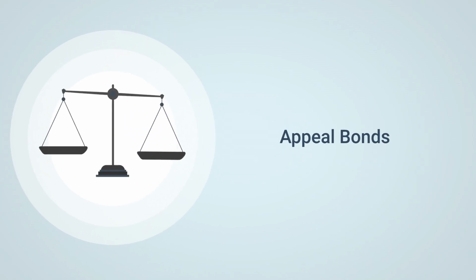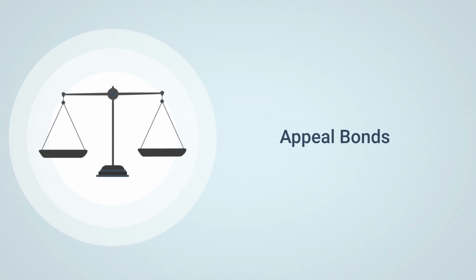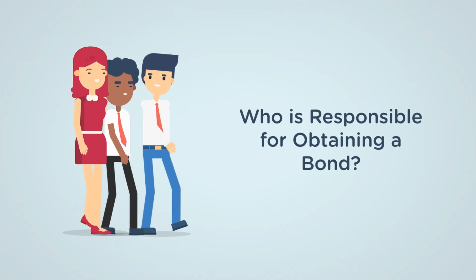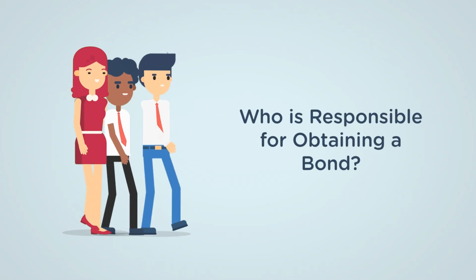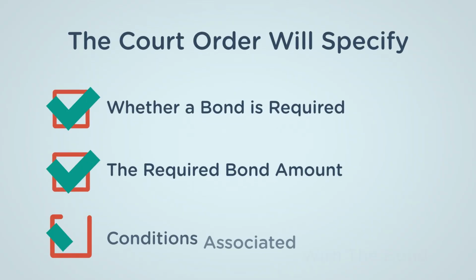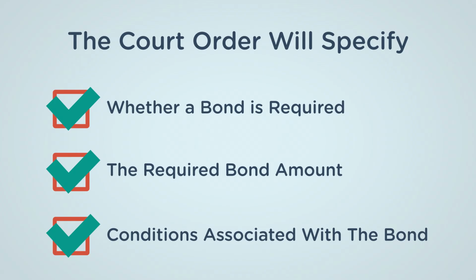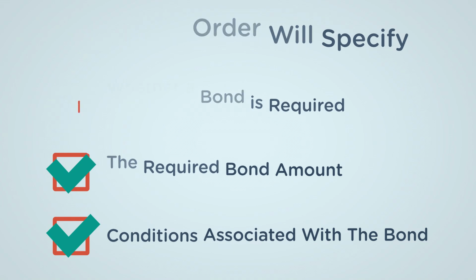Appeal bonds. Appeal bonds are different from probate and fiduciary bonds. These bonds are often required when a party appeals a court judgment and wants to delay payment or enforcement while the appeal is pending. Who is responsible for obtaining the bond? In most cases, the person appointed by the court is responsible for obtaining the bond. The court order will usually specify whether a bond is required, the required bond amount, and any conditions associated with the bond. If you're unsure whether a bond is required, your attorney or the court can help clarify the requirements.